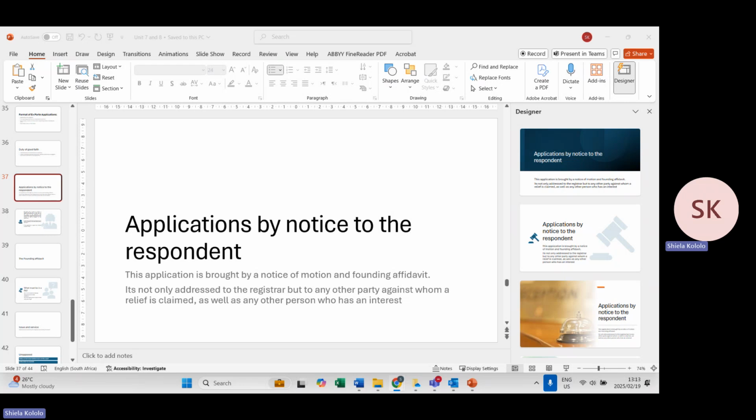And now we've got applications by notice to the respondents. This one is brought by a notice of motion and a founding affidavit. It's not only addressed to the registrar, but to any other party against whom relief is claimed, or anyone else whom you think it would be proper to give notice of the proceedings. So let's say you are making an application against someone. You can't just bring an ex parte application. You would need to serve them notice. So this is where you come in and serve notice on that person who is the respondent.